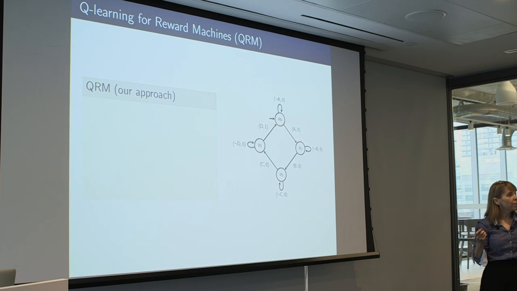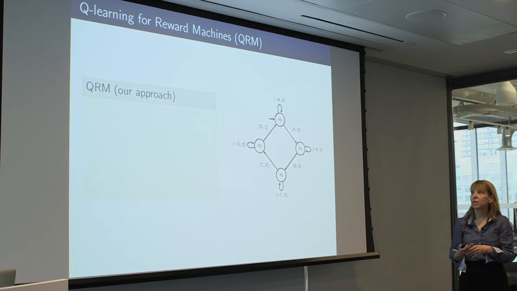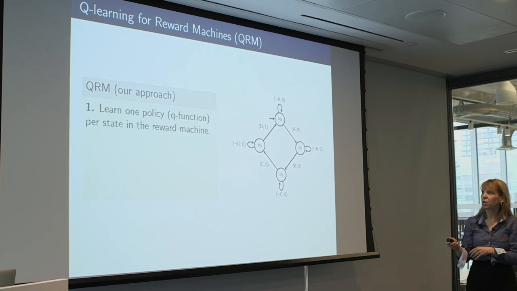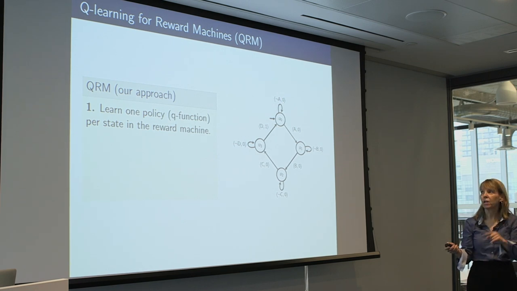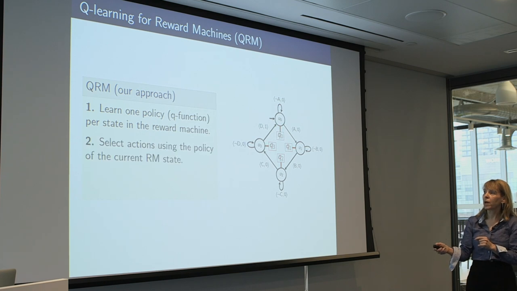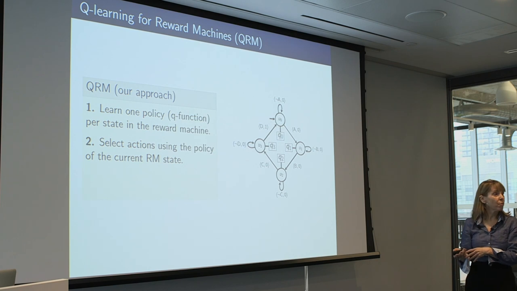So the fourth approach, which is our approach, which you're going to see in the experimental results in a minute, is to do Q learning for reward machines, QRM. And here's how the approach works. We learn one policy, so one Q function, per state in the reward machine. So there's going to be a Q0, Q1, Q2, and Q3. And we're going to learn them all simultaneously and using off-policy learning.